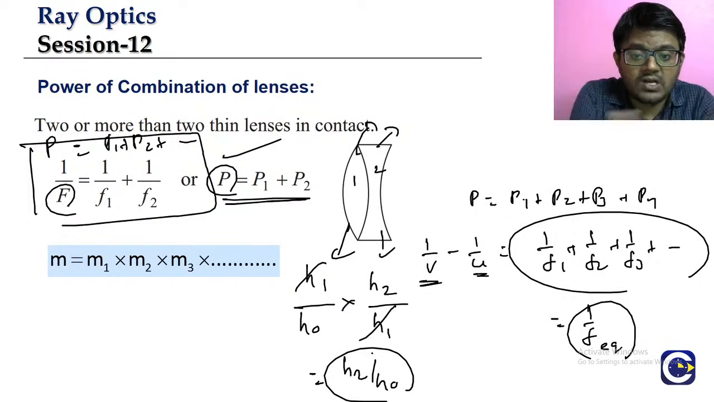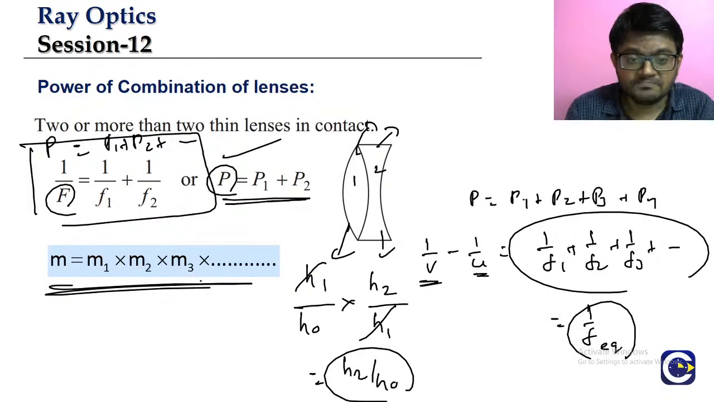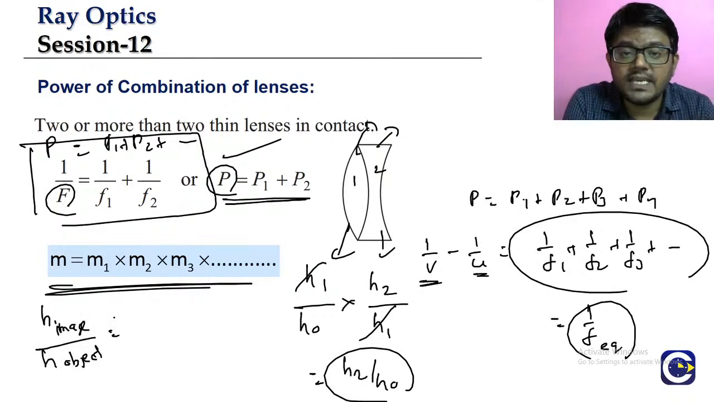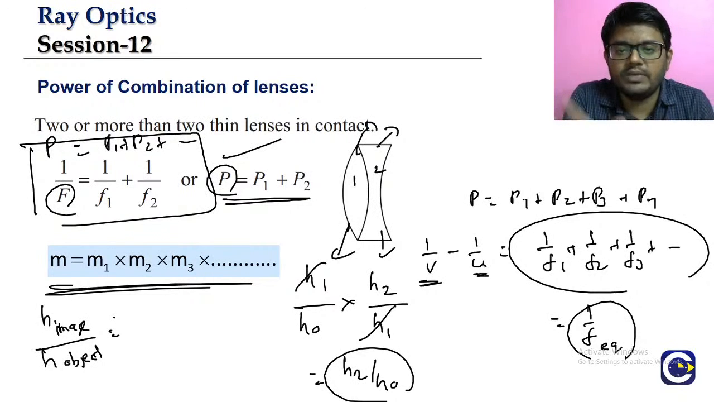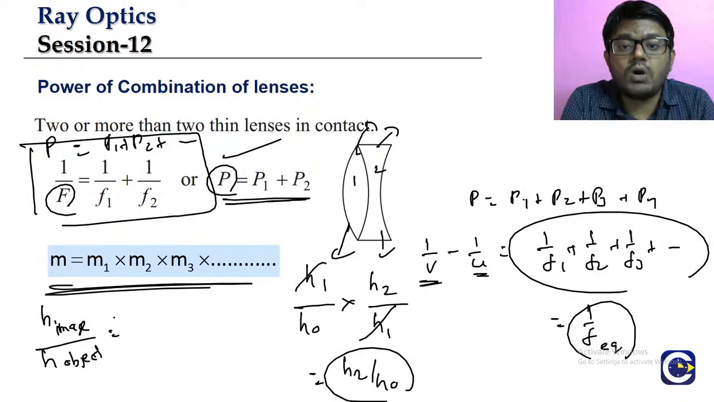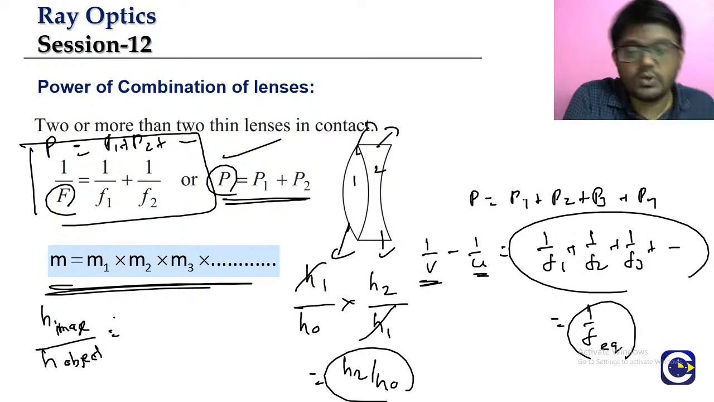So when you have a combination of lenses, the overall magnification will be the height of the final image by the height of the original object, H2 by HO. That will be equal to simply the multiplication of all the magnification factors, m1 into m2 into m3, like that. If you multiply, we get the overall magnification factor, which means the height of the final image formed divided by the height of the original object.